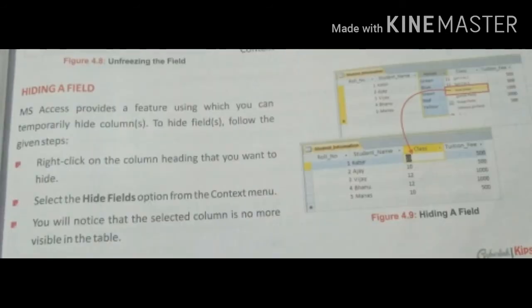So next one is hiding a field. We can also hide a field in MS Access. We can temporarily hide columns. To hide fields, right click on the column heading that we want to hide. Select the Hide Fields option from the context menu. We will notice the selected column is no more visible in the table.